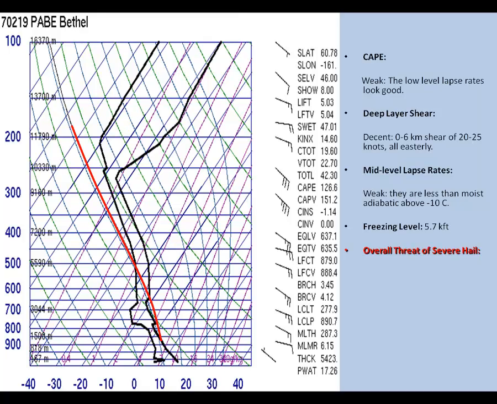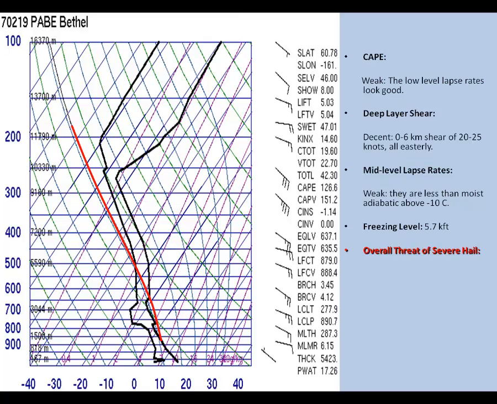How about a sounding from Alaska, where the freezing level is way low? A lot of people really hang their hat on freezing level numbers as their only situational awareness tool. Notice here that this freezing level is 5.7. Cape is not so good, even though the lowest lapse rates down in 800 millibars down to the surface look pretty steep there. A lot of the mid-level lapse rates are not that great. You can see most of it is moist adiabatic, especially in the hail growth zone. The shear is okay. It's about 25 knots, but it's unidirectional.